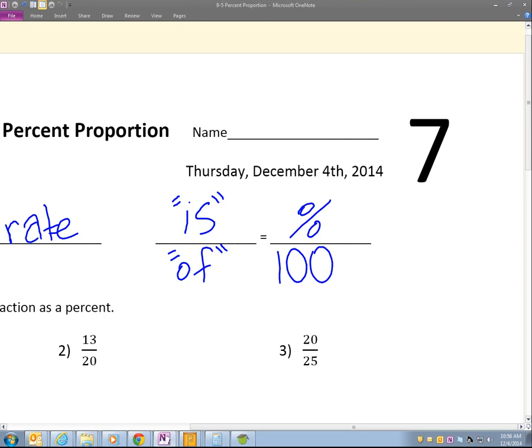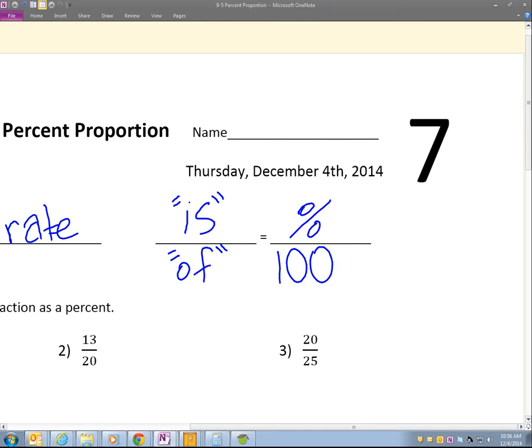This one right here, 20 over 25, is that the is or the of? I don't know. When we get to it, I'll let you know. But yes, you're always going to have 100 in the base whenever we're finding how to do that.